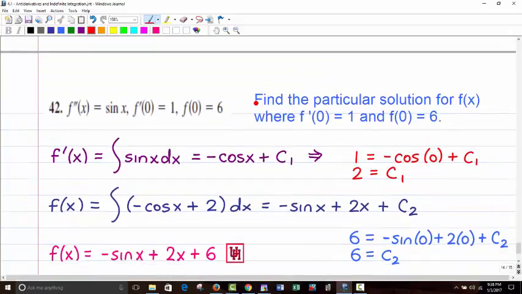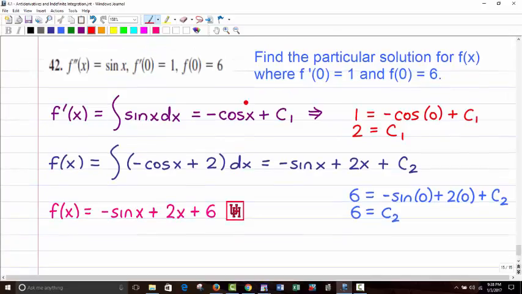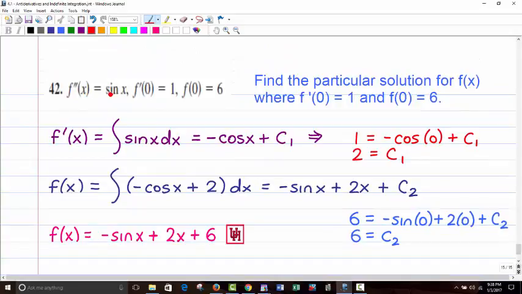All right, here's one with the trig function and the second derivative. We have f double prime of x equals sine of x, f prime of 0 equals 1, f of 0 equals 6. So f prime will be the antiderivative of f double prime. So the antiderivative of sine of x is negative cos of x plus C, and I use C1 here.